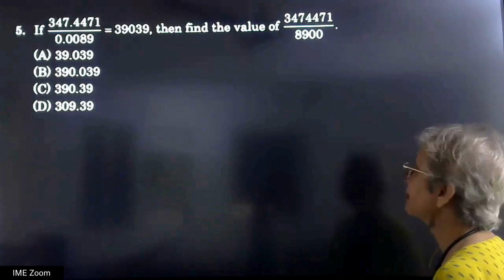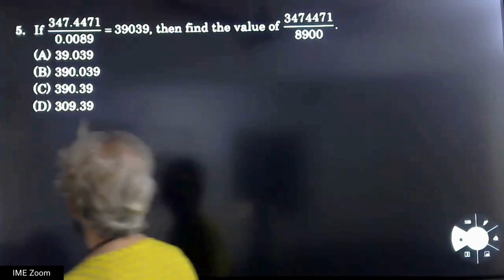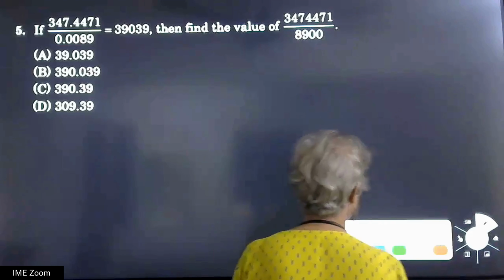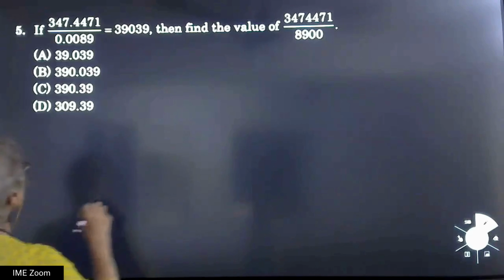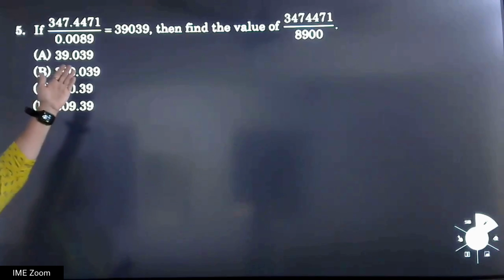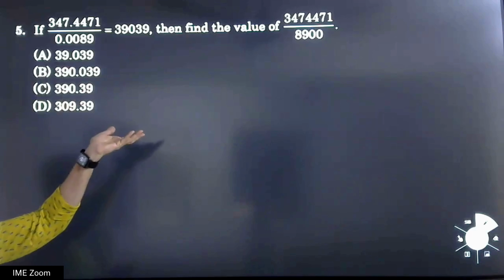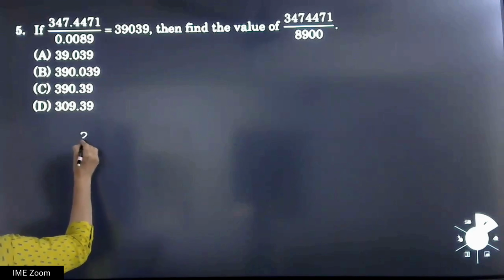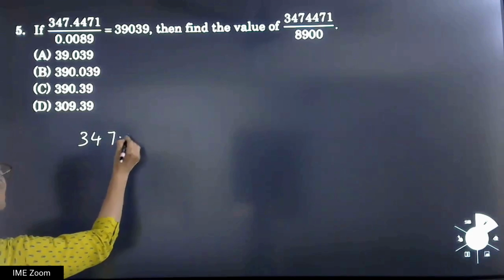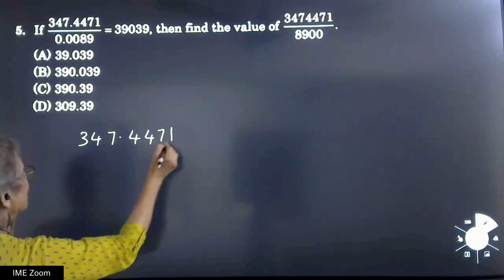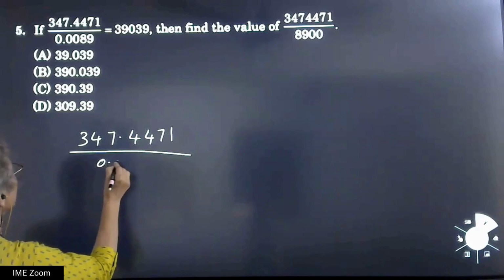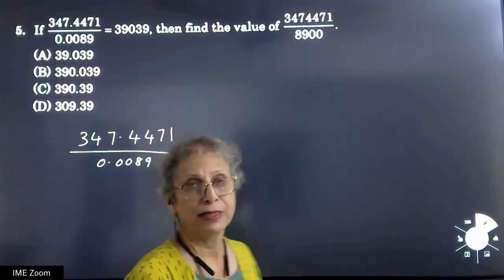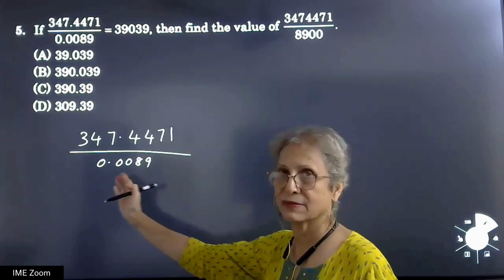Yes, here again, same thing. Look here. The given sum is 347.4471 upon 0.0089. See, you will think that, oh wow, what a complicated number, how can we do this type of division. But see, I will show you the easy method. In such sums, the denominator is a very complicated number, right?